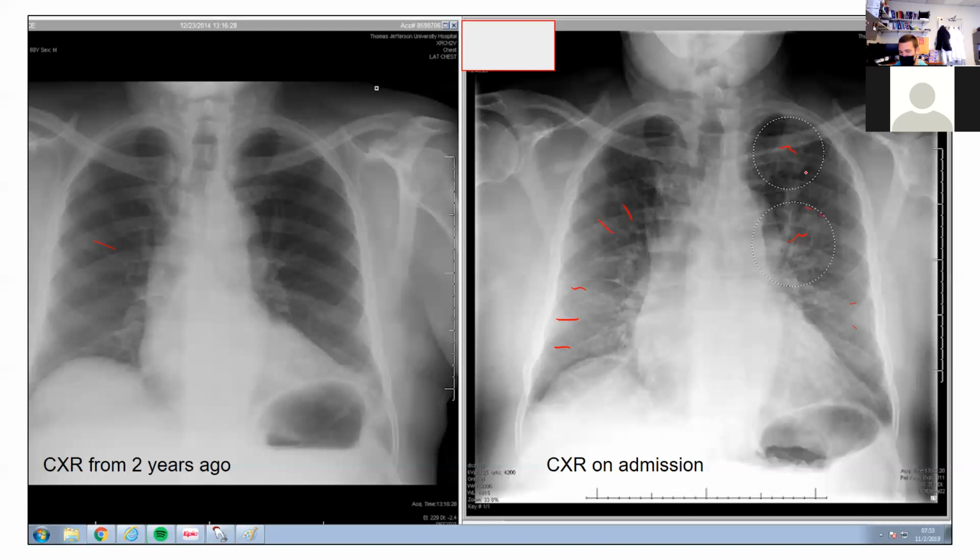It's in the likelihood ratio section for shortness of breath. But any questions at all?